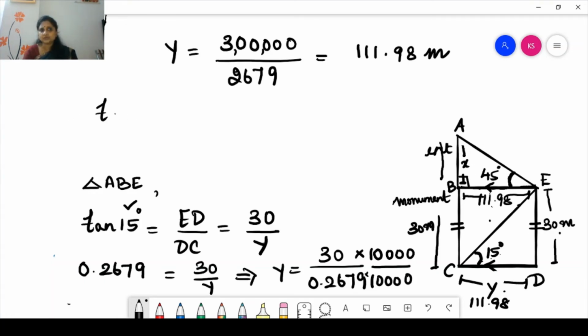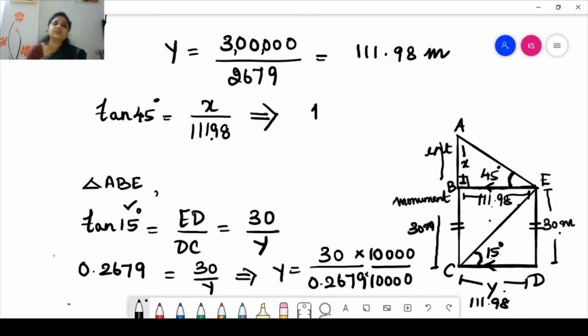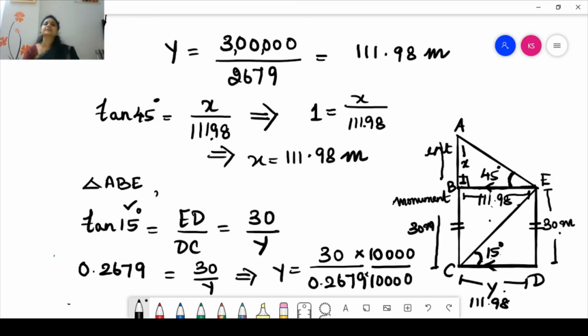So what am I going to use? I'm going to use tan 45. Opposite by adjacent, that is x by 101.98. Okay, so tan 45 valued. 45 is a standard angle. So tan 45 is 1. So 1 is equal to x by 101.98. So which implies x is also equal to 101.98 meters. So this is the height of AB.